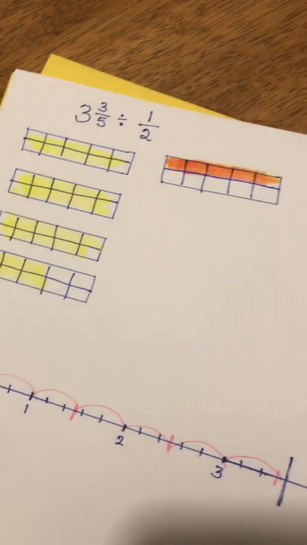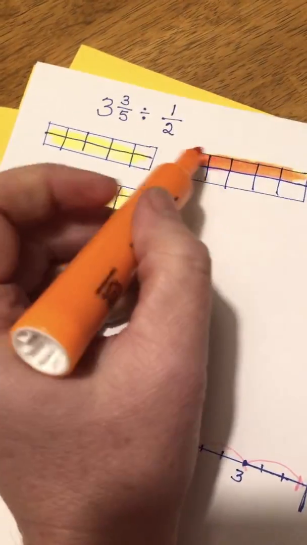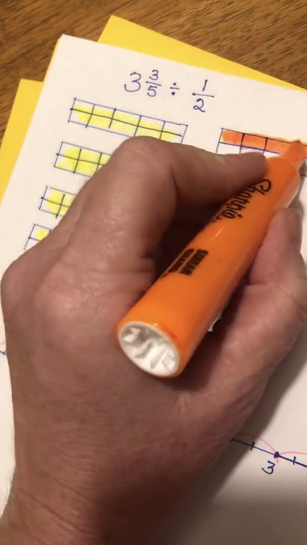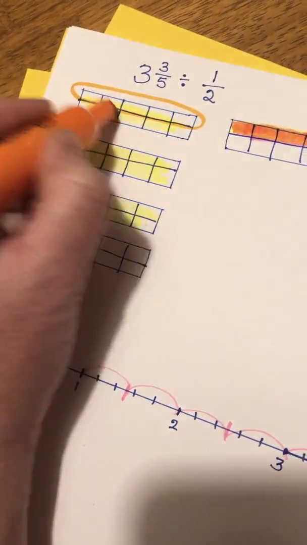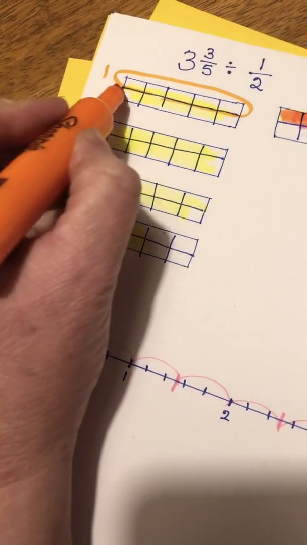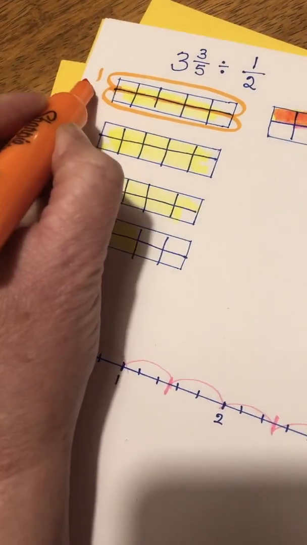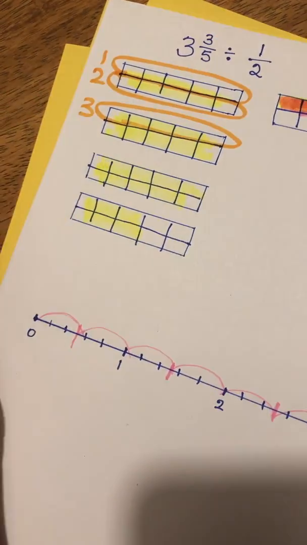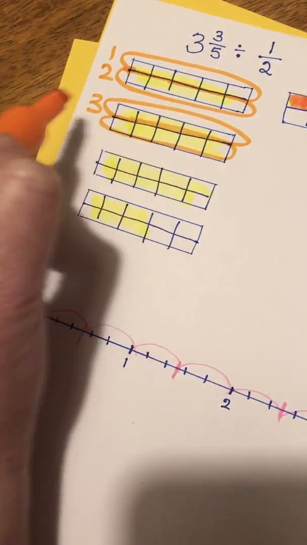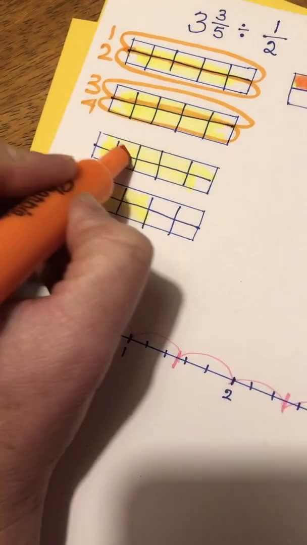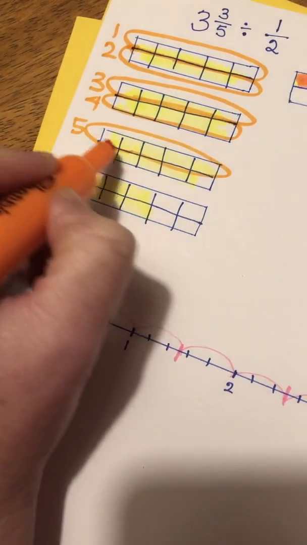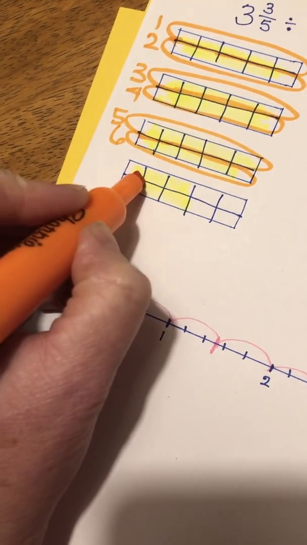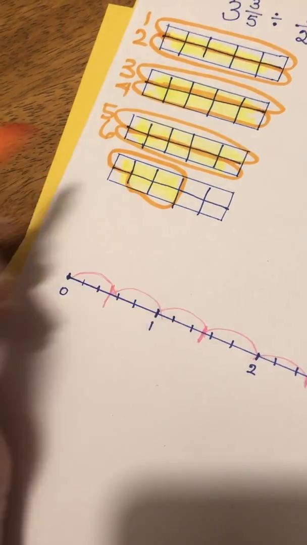Pardon me, my dogs are fighting under the table. So how many of these will go into the yellow? 1, 2, 3, 4, 5. Well, there's a set of 5, so that's 1. There's a set of 5, so that's 2. There's a set of 5, so that's 3. There's a set of 5, so that's 4. A set of 5. A set of 5. And then 1, 2, 3, 4, 5, right here.